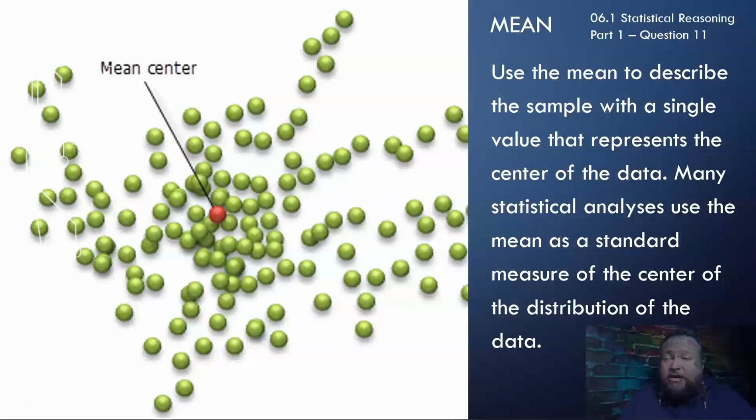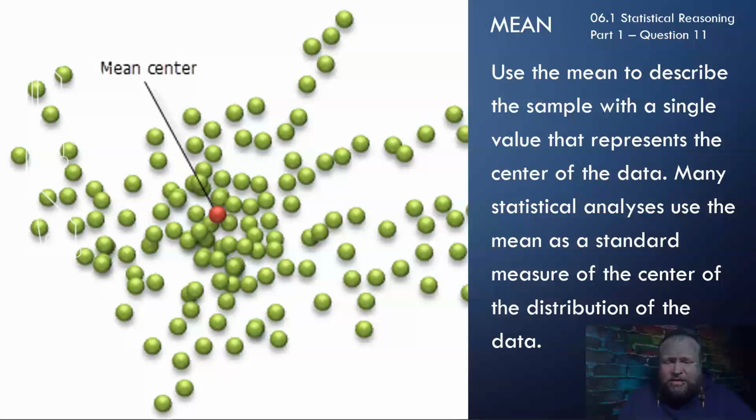So the mean: use the mean to describe the sample with a single value that represents the center of the data. Many statistical analyses use the mean as a standard measure of the center of the distribution of that actual data. So you can kind of see from this clump of data that we've got far outliers, we've got the central mass, and we may not know exactly what's going on, but the mean then tells us roughly what's the norm that we're seeing. It's not everybody. It's not those outliers from the far side. It's not from here, but what's the normal we kind of see, and then we go from there.